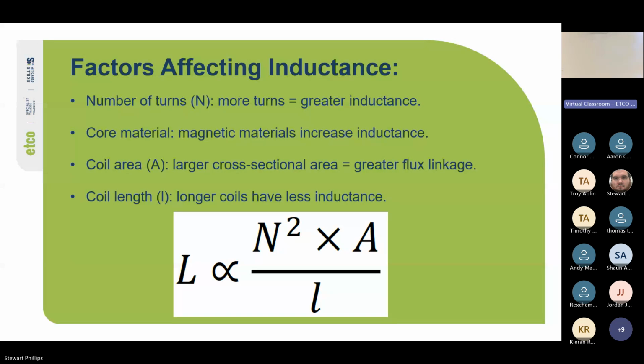I think that alpha is the core material. So magnetic materials increase the inductance. Obviously, if we have an air core, it doesn't add anything; if anything, it would be less helpful. But if we've got a ferrite or an iron core, it's going to add to our increased inductance.